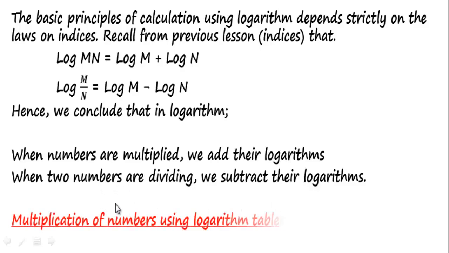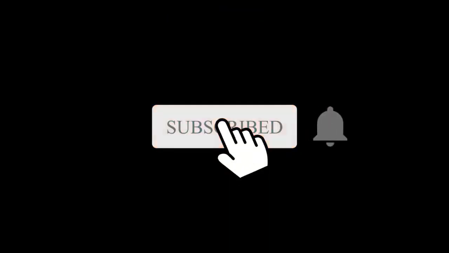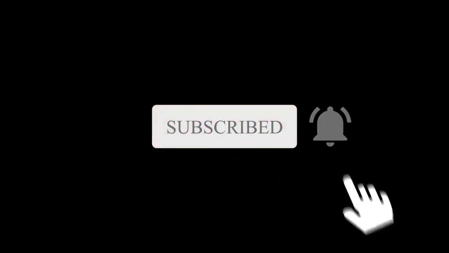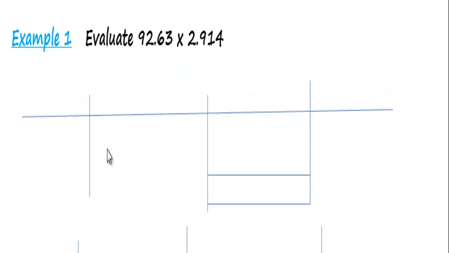Now let's go to multiplication of numbers using logarithm tables. Now let's move on. Example 1, evaluate without using calculator, 92.63 times 2.914. Let's go. First thing is to write the title, solution.